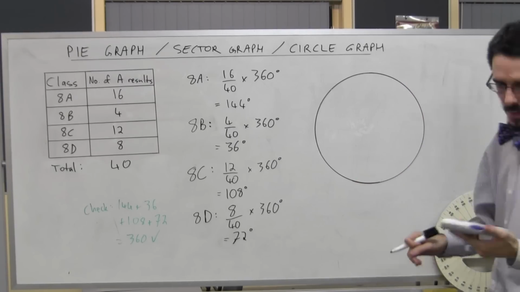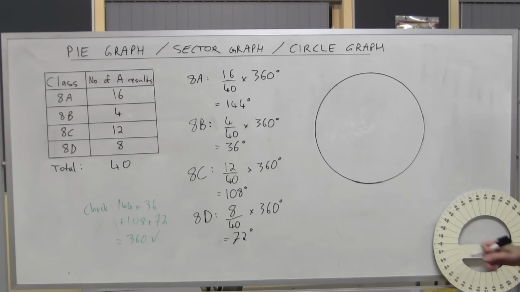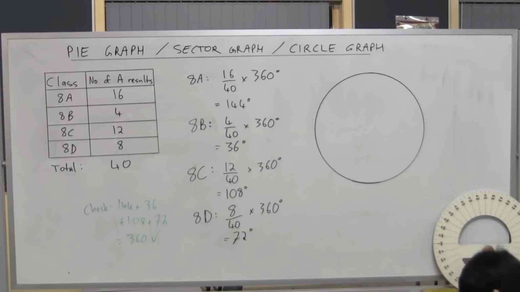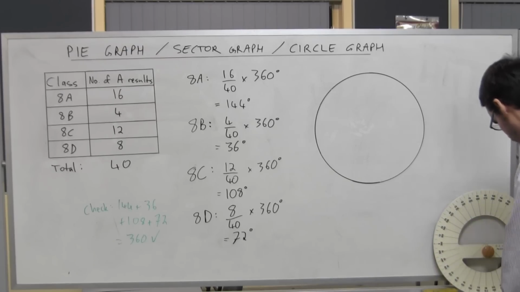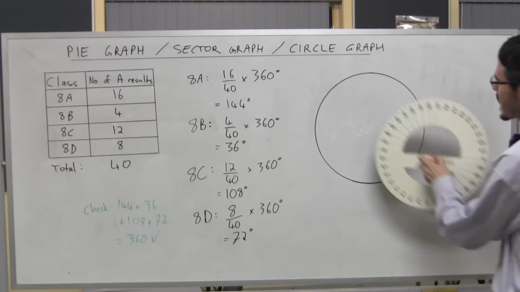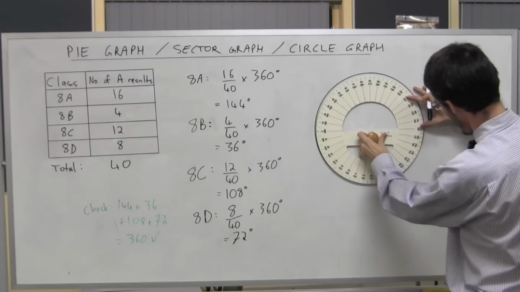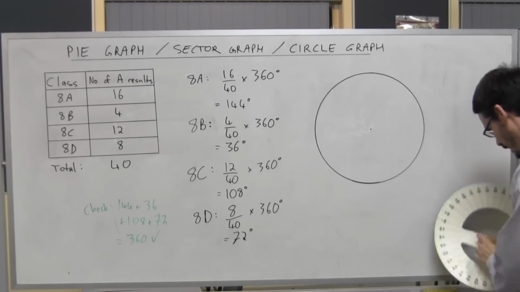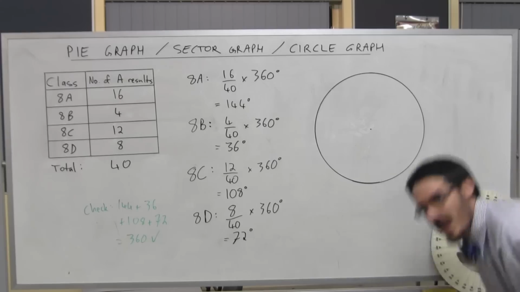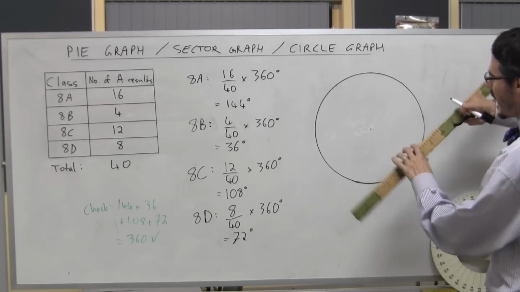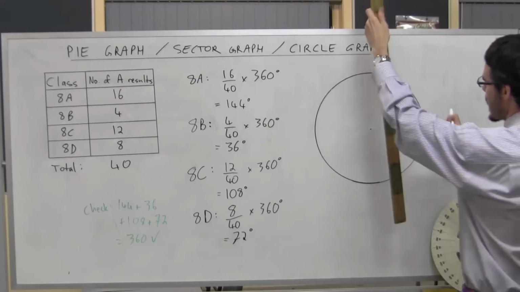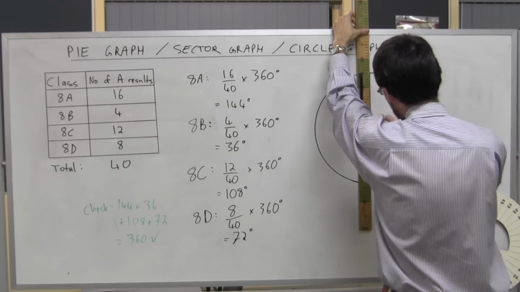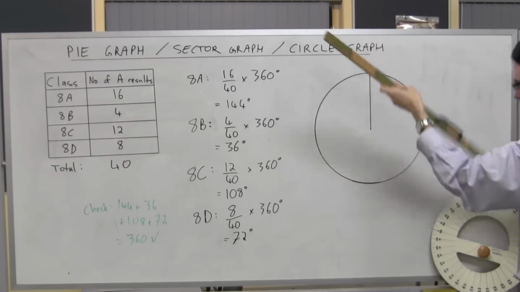Okay, now what I have to do is draw up my sector graph, my circle graph. You have to choose somewhere to start. I don't think I marked my centre point, so let me do that quickly. My centre was here. It doesn't matter where you start. Pick anywhere. Many people like to start at the top, so I'll do that.